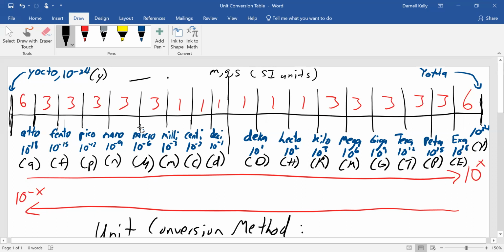And so if we went from micrometers to gigameters, we start left and count right, and that would be 10 to the positive 15. So it all depends on what direction you're counting in to give you the powers of 10. Is it going to be a positive power or a negative power?